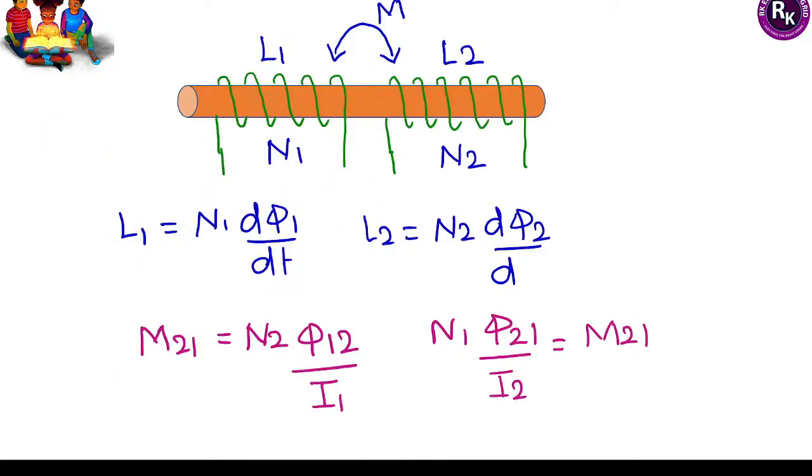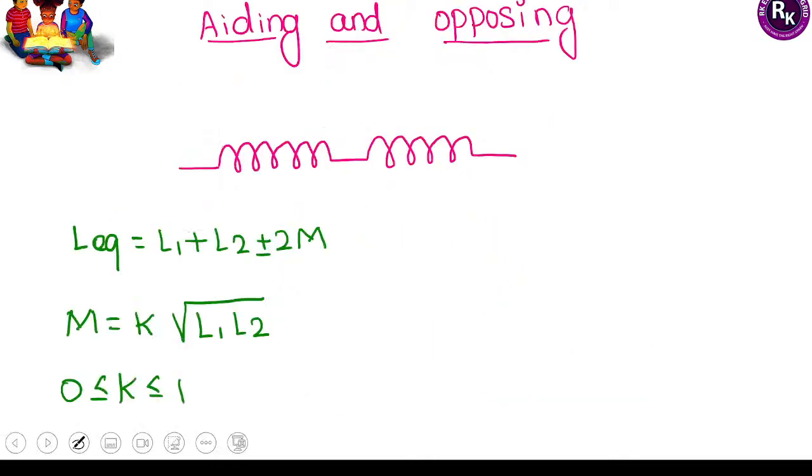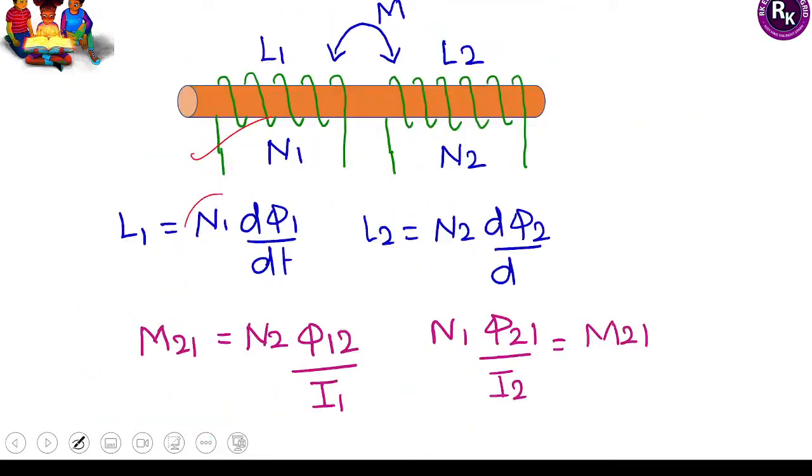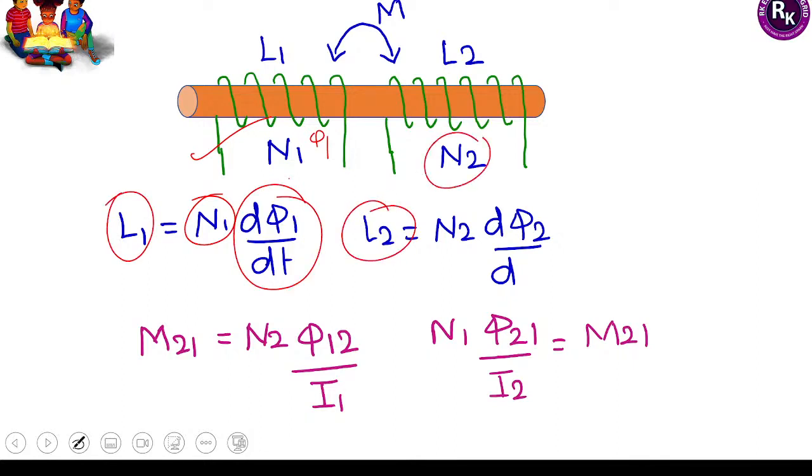Next, if you are talking about two magnetic coils, when we are talking about their corresponding self-inductance and mutual inductance, while talking about coil 1, this is the formula for self-inductance: the corresponding number of turns into the flux generated by coil 1, phi 1, d phi 1 by dt. This is the L1 formula. Similarly, for L2, its corresponding number of turns and its corresponding self-flux, d phi 2 by dt.